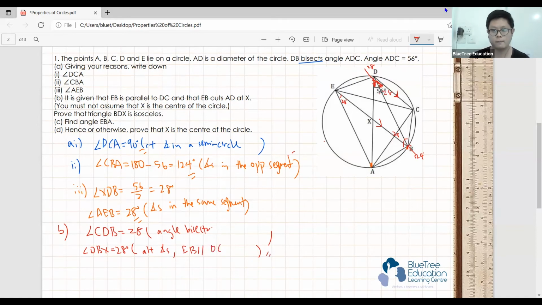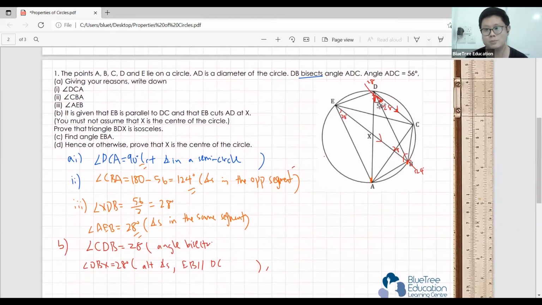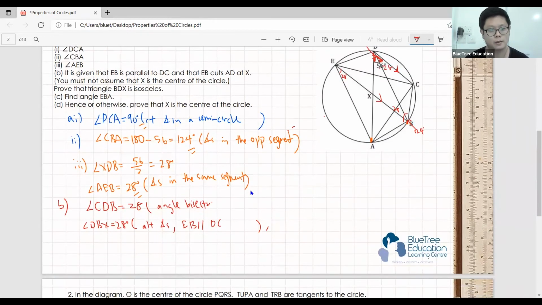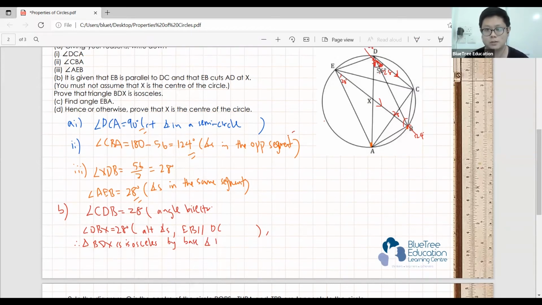All right, cool. Now, after that, with these alternate angles, we can then prove that triangle BDX is isosceles. And the reason property is by base angles. Basically, base angles of an isosceles triangle means that the two angles are the same, right? Those are called base angles.